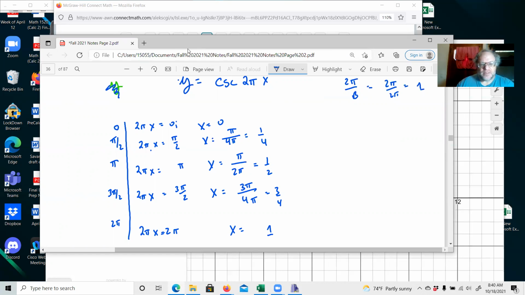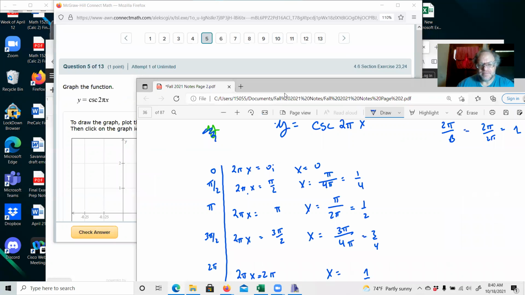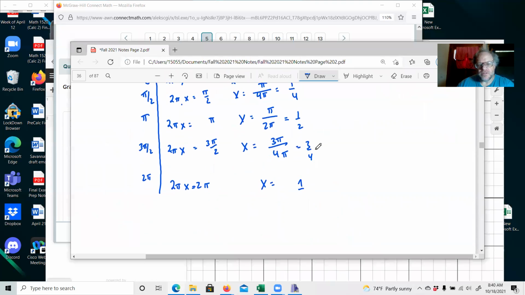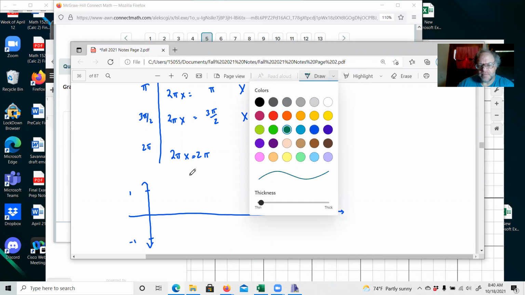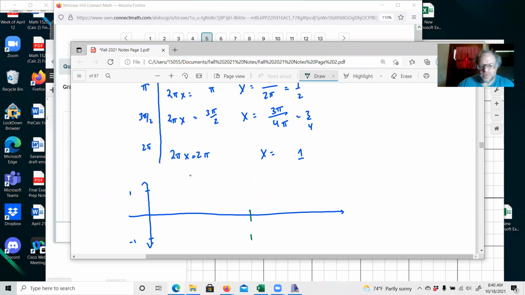So let's see what they're going to ask us. Oh, they just want us to draw it. Okay, good. So if I go ahead and sketch out my sine here, because cosecant is the inverse, or reciprocal function, for sine. All right, so that's all I'm going to do first is write this out. Okay, here's 1, 0. Here's 1/2, 1/4, and 3/4. Okay, so we're just putting up our points for our sine.